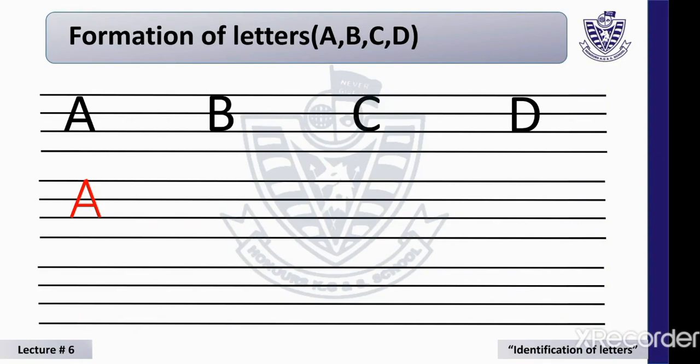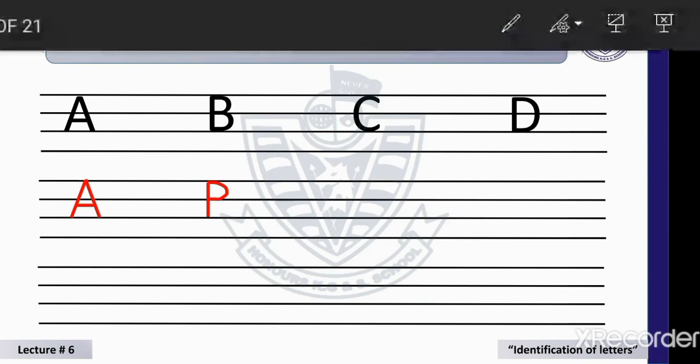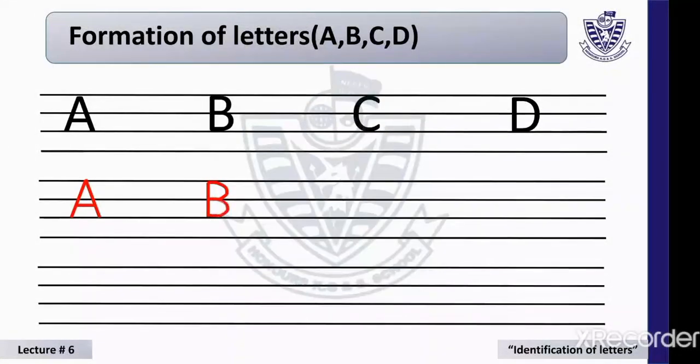The second letter is B. Put your pencil on first line and make a straight line and stop it on third line. Put your pencil on first line and make a half circle in upper two lines. Again put your pencil on second line, make a half circle in middle two lines. It will become B.